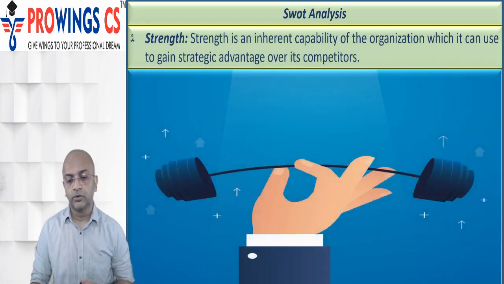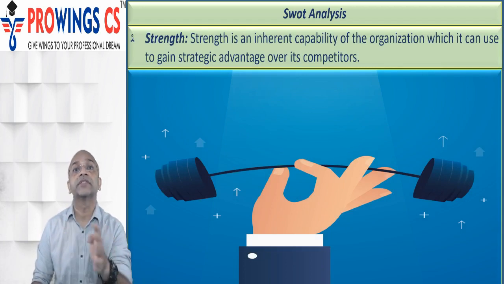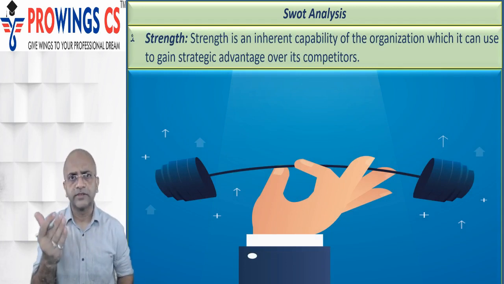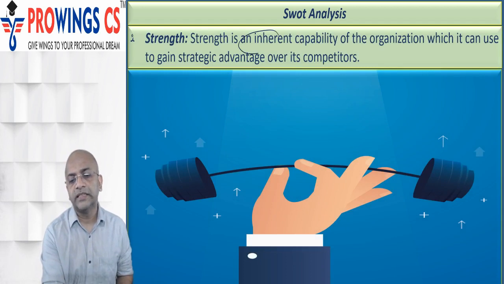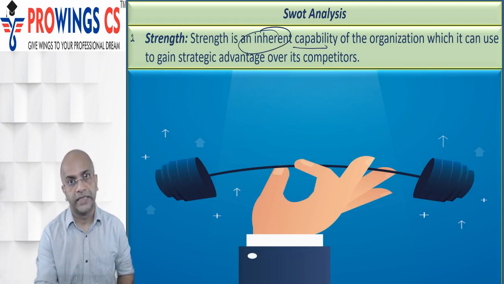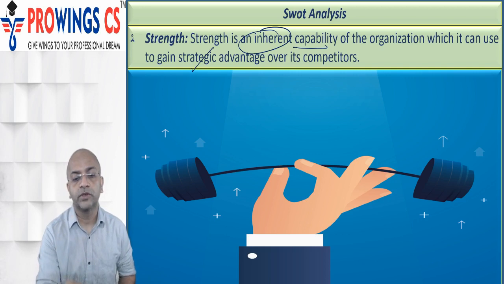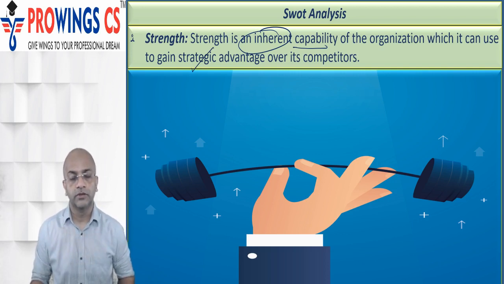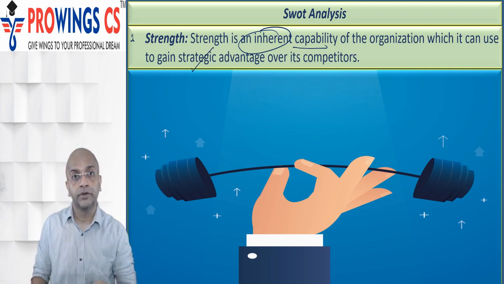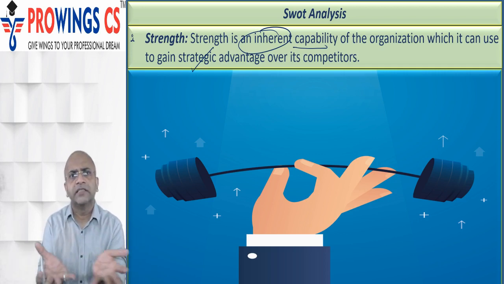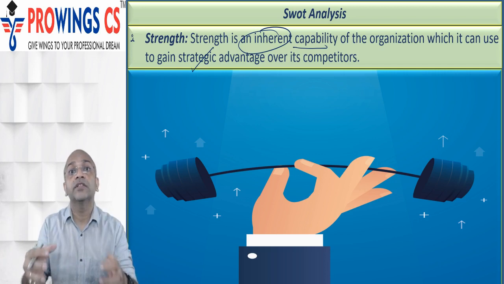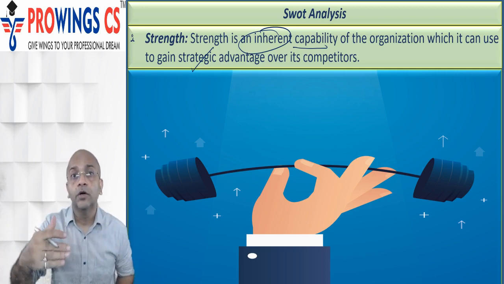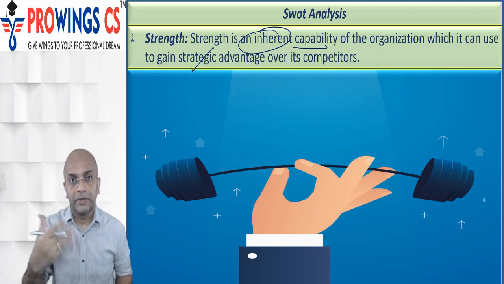Now understand this. Now let's divide the whole thing into parts and discuss everything in detail. What is strength? Strength is an inherent capability of the organization which it can use to gain strategic advantage over competitors. Means we have better financial control, better research and development opportunities, better warehousing facility, better manpower. Anything can be strength. And the strength of mine, I should use it for a better future.